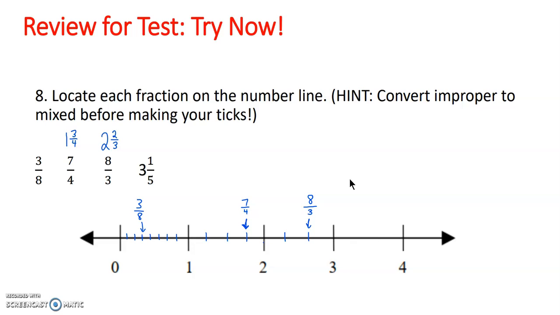The last one, 3 1/5, that's already improper for us. So it's between 3 and 4. Denominator is 5, so I'm going to make 4 ticks. 1, 2, 3, 4. And it's 3 1/5. So the first one is where I'm going to have that fraction.